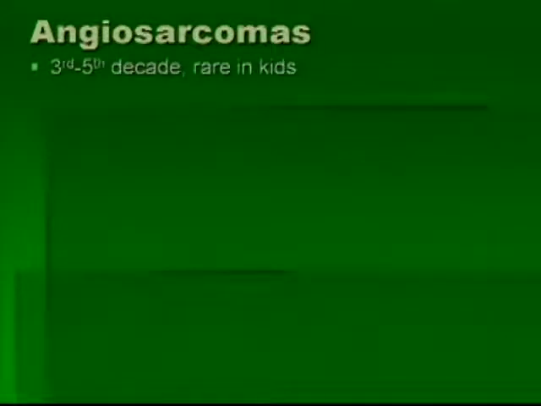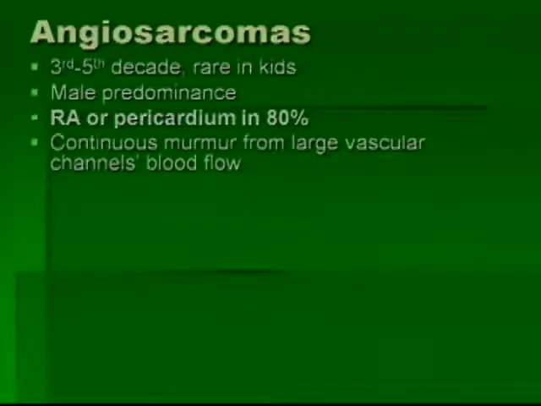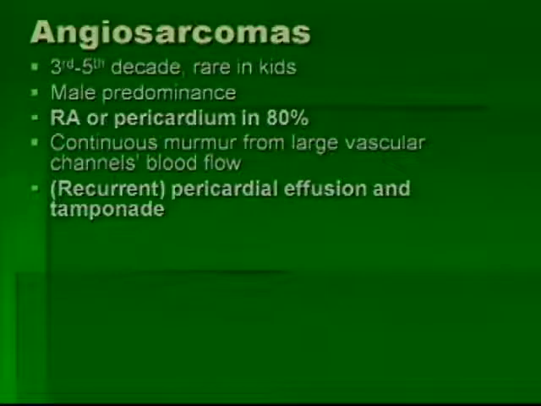Angiosarcomas occur in the 3rd to 5th decade. They are actually rare in children. They occur with a male predominance. They occur in the right atrium or the pericardium in about 80%, so our example is quite unusual. They can produce a continuous murmur because they have a large vascular supply, and there can actually be dilated vascular channels which supply these tumors. They are recurrent, and they can cause pericardial effusion and tamponade. They can lead to cardiac rupture.